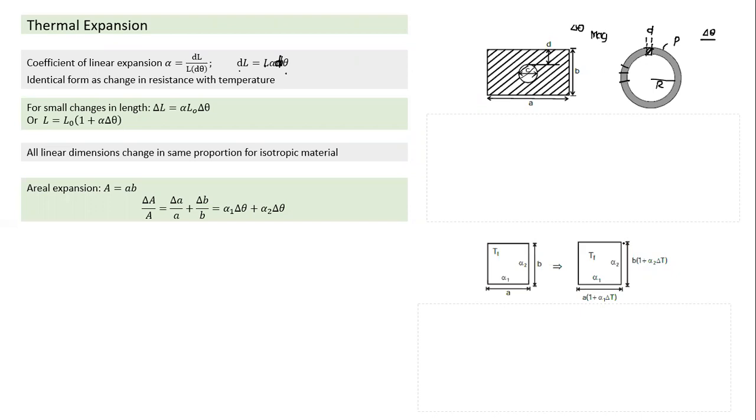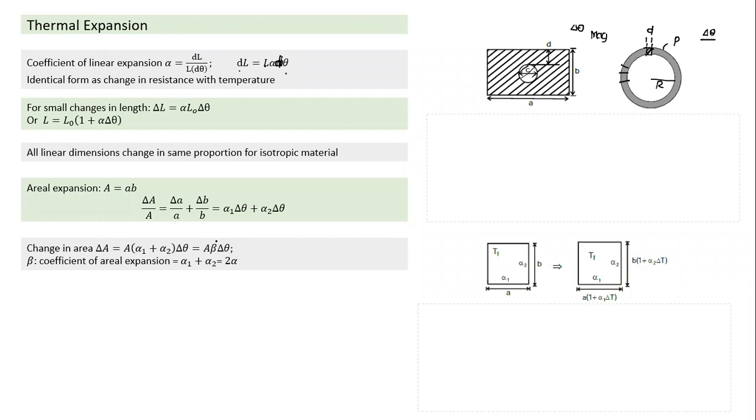And what is the change in area? It's very easy to arrive at. Area is equal to A into B, and all changes are small. For small changes, I can always write that the fractional change in area is equal to the fractional change in A plus the fractional change in B, and fractional change is equal to alpha times the change in temperature, for each term. If I combine those two, we get delta A over A is equal to alpha 1 plus alpha 2 times delta theta. This expression is very similar to the previous one. The only thing is, this whole term I can replace with a term called beta.